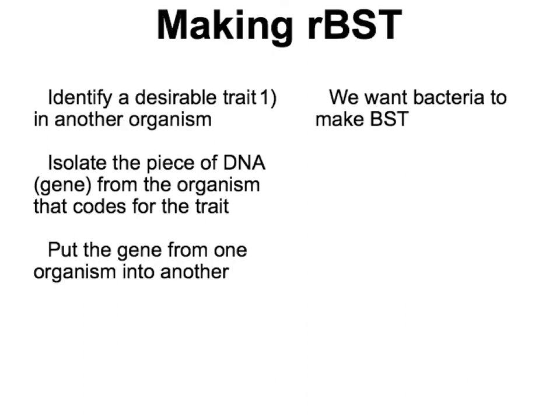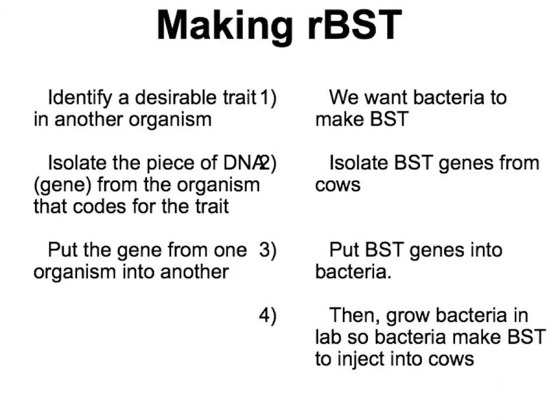So, what's the desirable trait? We want bacteria to make BST so that we can get it and inject that hormone into cows. The next step is that since cows make BST, they have a gene to code for BST. We have to get that gene out of cows. Then finally, we have to put that gene into bacteria.